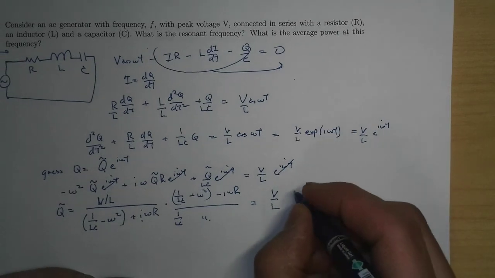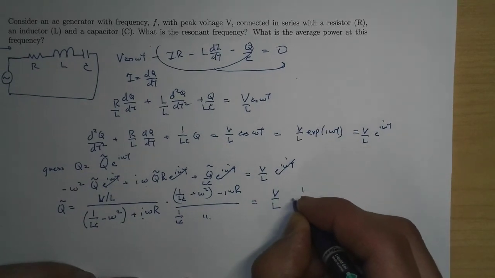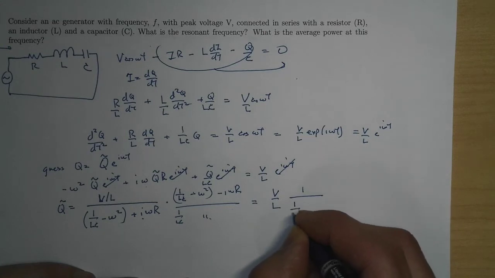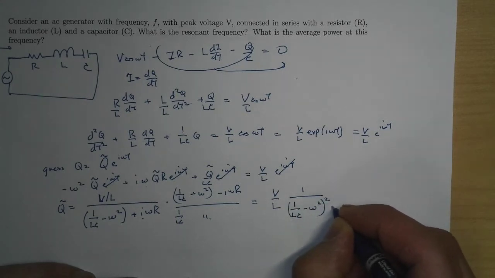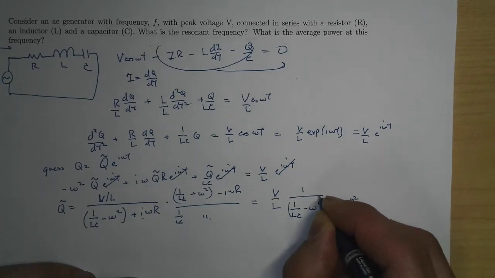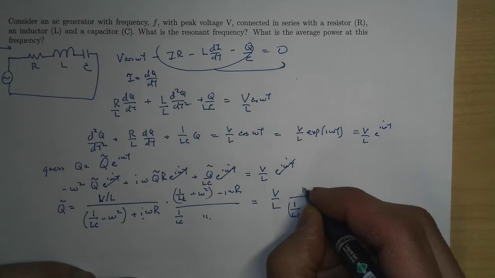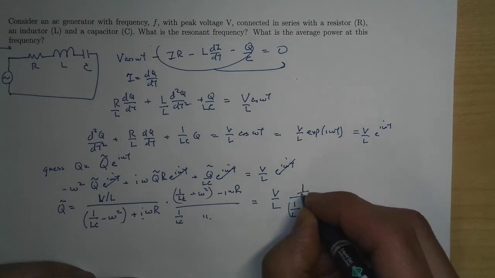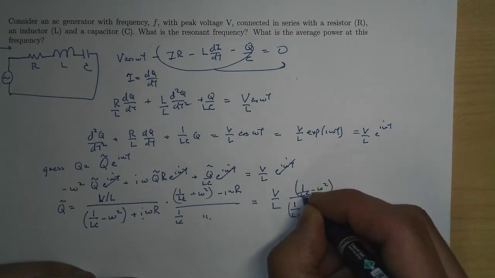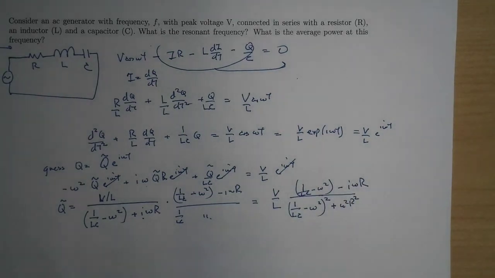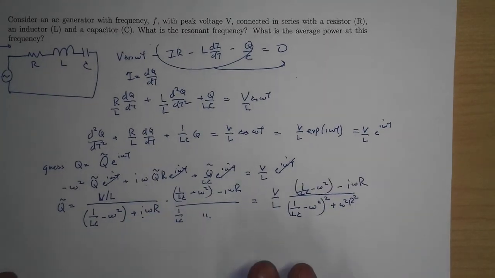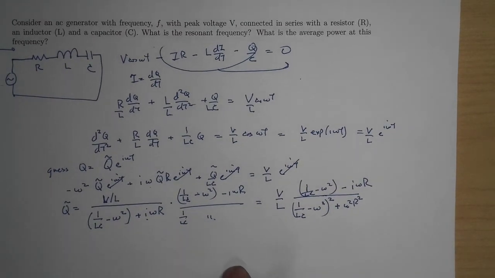1 over LC minus omega squared, entire thing squared, plus omega squared r squared, and then on top you get basically 1 over LC minus omega squared, close that up, minus i omega r. Alright? Okay, now it's the same trick as we did for basically question 1.